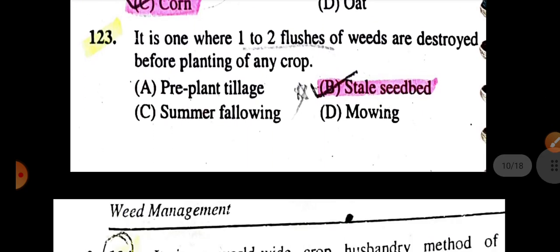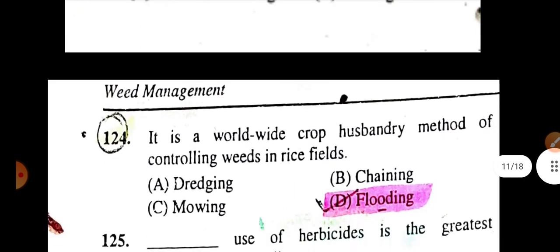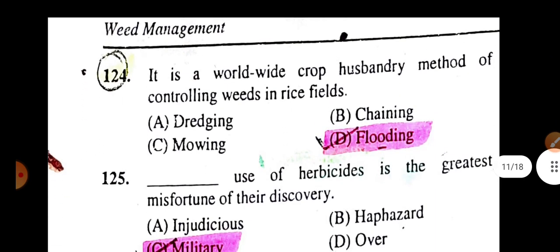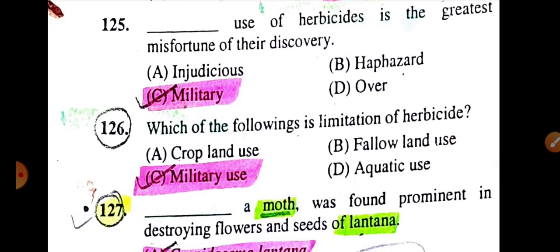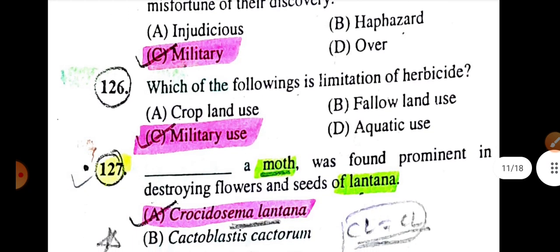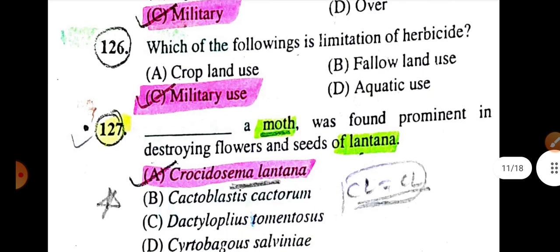It is one where 1 to 2 flushes of weeds are destroyed before planting of any crop is stale seedbed. The worldwide crop husbandry method of controlling weed in rice field is flooding. Military use of herbicide is the greatest misfortune of their discovery. Which of the following is limitation of herbicide, is military use?